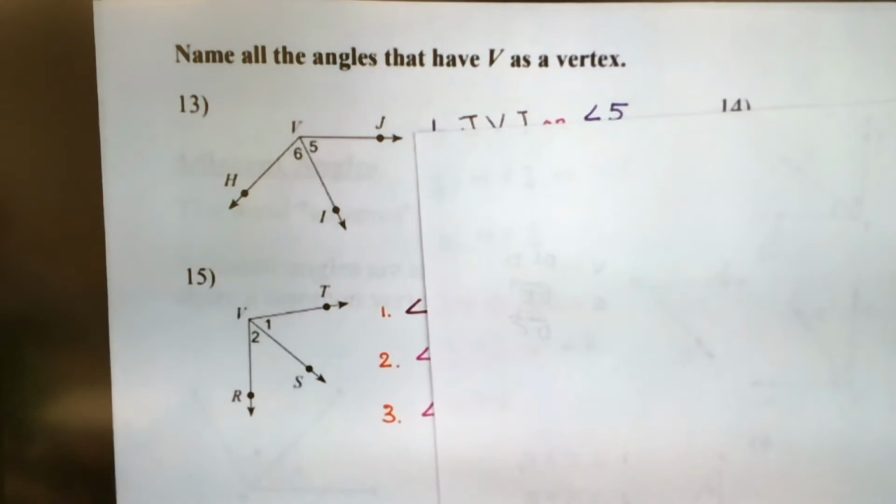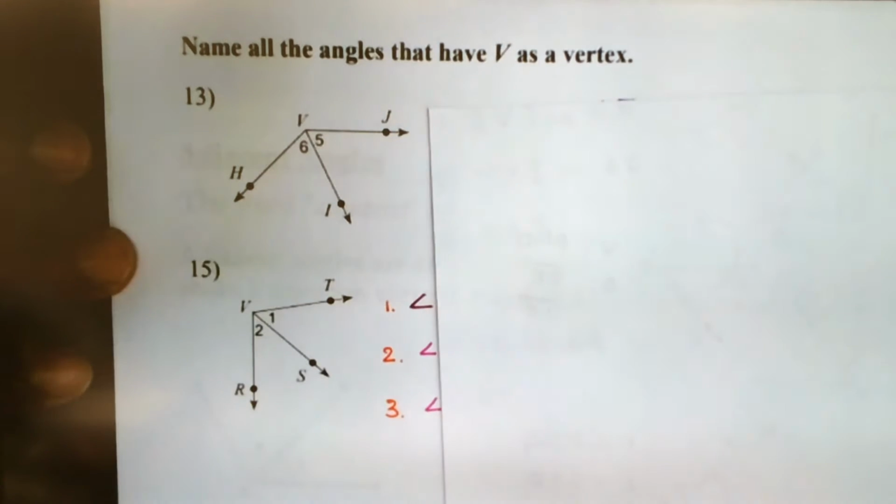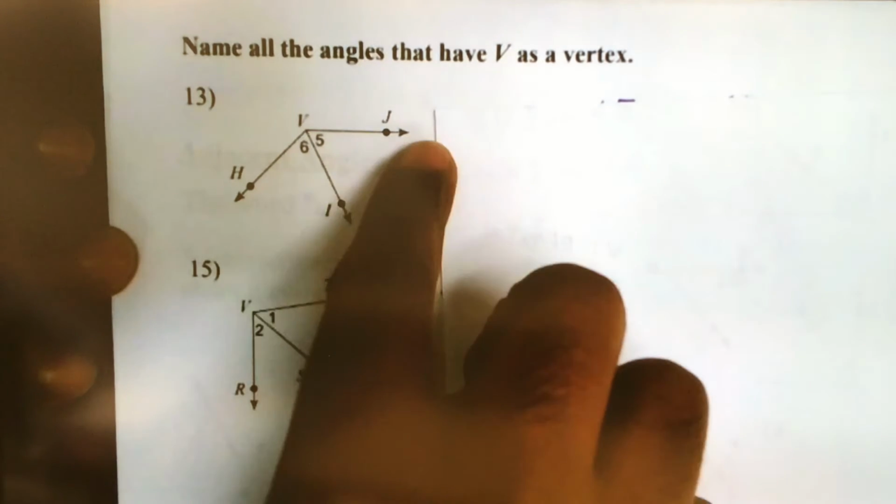Here I have another question. The question is telling you to name all angles that have V as a vertex. You may think there are 2 angles. No, there are 3 angles. There are 2 small angles, and those 2 small angles form a big angle.